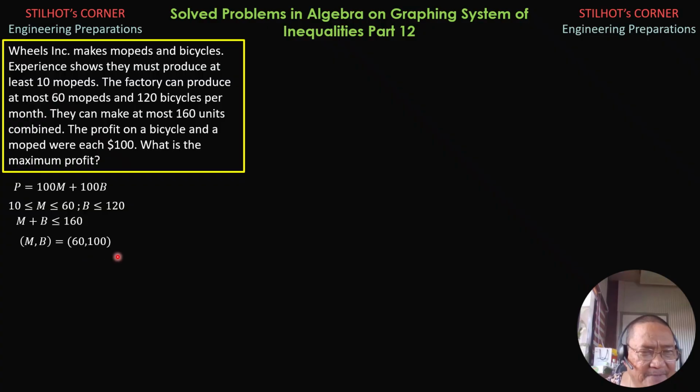Another thing, if we maximize the number of bicycles to 120, then if we substitute it into this, M plus 120 equals 160, so M would be 40. And 40 is within 10 to 60, the limitations for the number of mopeds to be produced. So that is true: 40 comma 120.